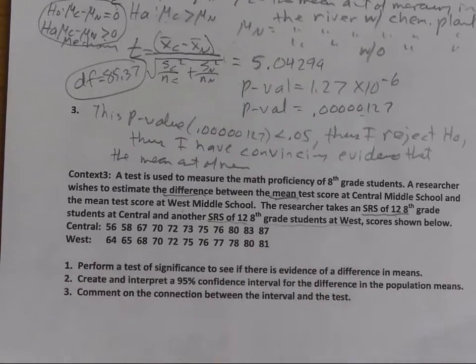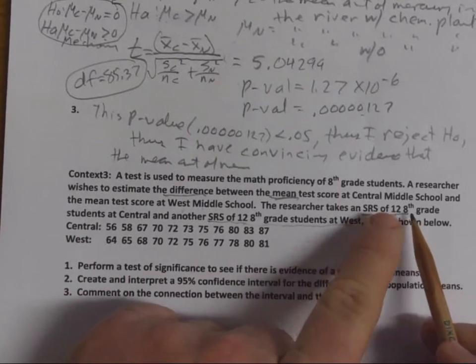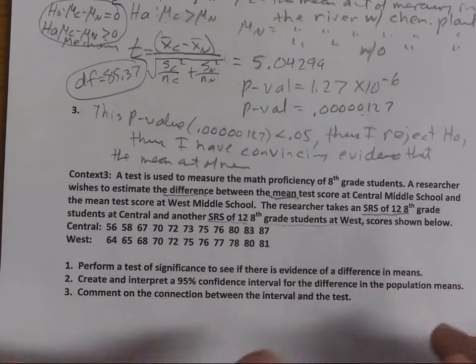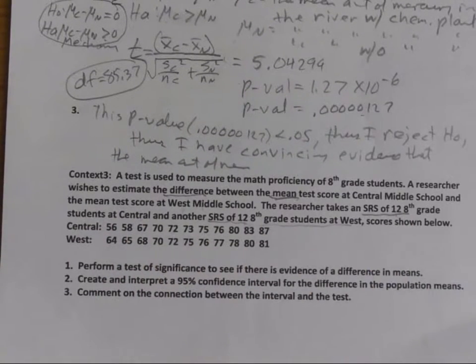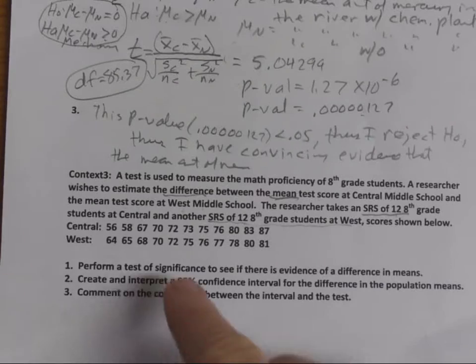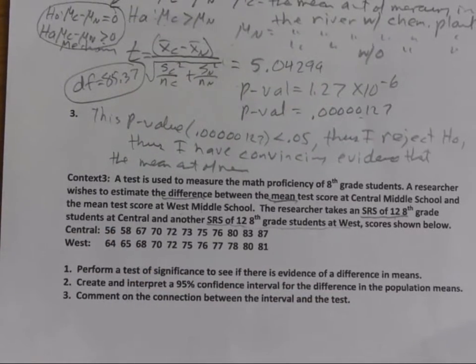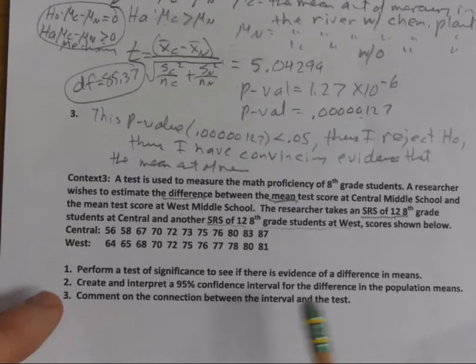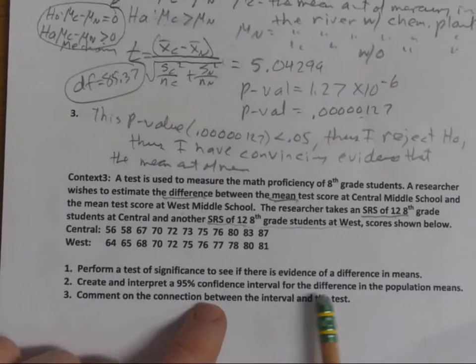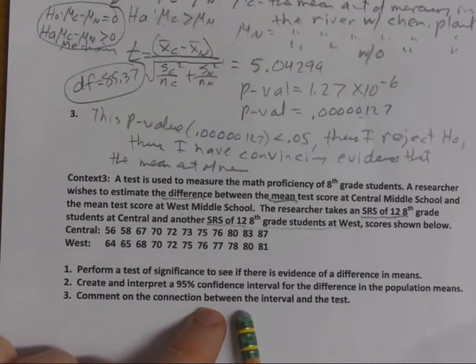So we can generalize. And because they've taken from the 8th graders at Central and the 8th graders at West, those are the ones we can generalize about. We can't generalize about the 7th graders. We can't generalize about other middle schools. We can only generalize about Central Middle School and West Middle School 8th graders, or people that we have reason to believe are like these. But anyway, it says to perform a test of significance to see if there's a significant difference in means, then to calculate the interval and to make the connection between the two.